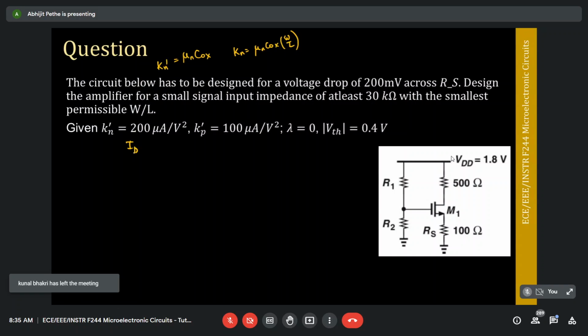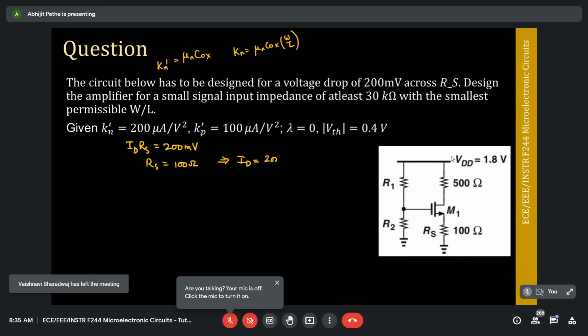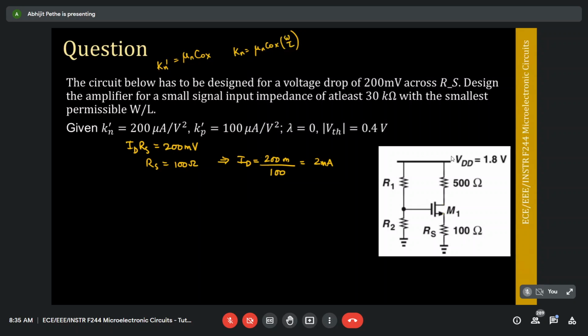So the voltage across RS is given to be 200 millivolts, which means RS is 100 ohms. That implies ID is 200 millivolts by 100, which is 2 milliamp. So the bias current of M1 is 2 milliamp. If 2 milliamp flows through M1, the voltage across this resistor is 1 volt. So VDS of M1 is 1.8 minus 1 volt across the 500 ohm resistor minus 0.2 volt across the 100 ohm resistor. So this is 0.6 volts.